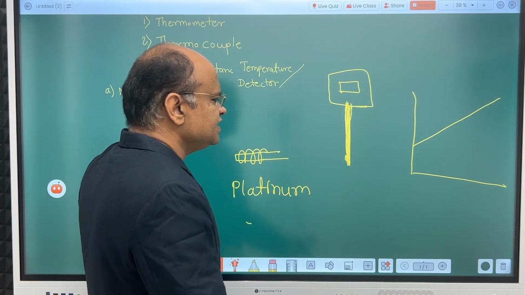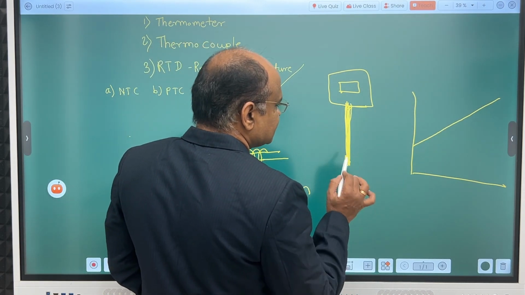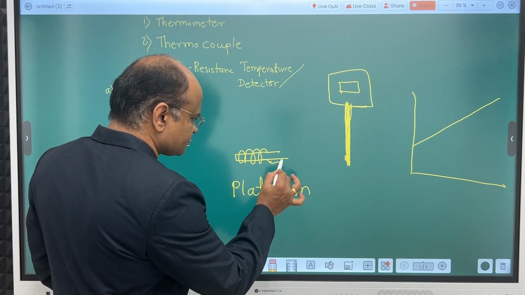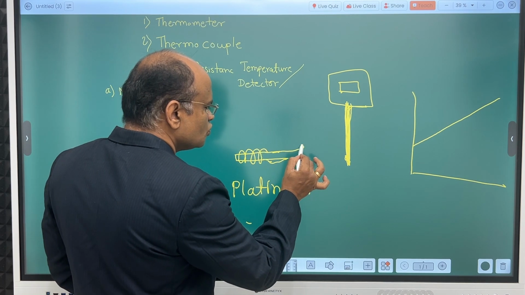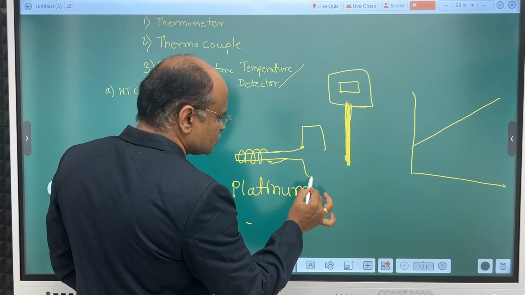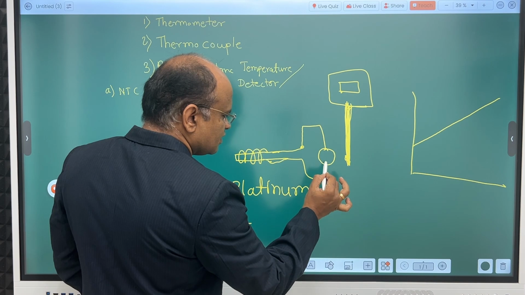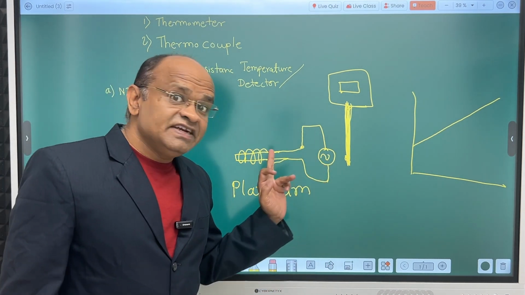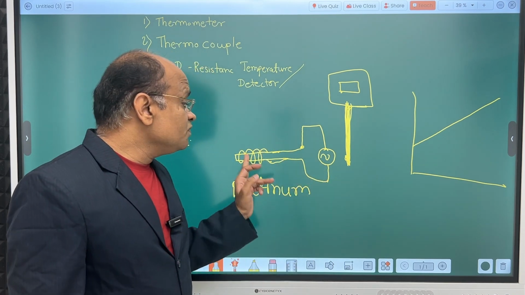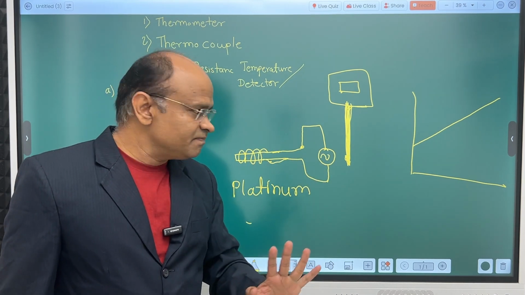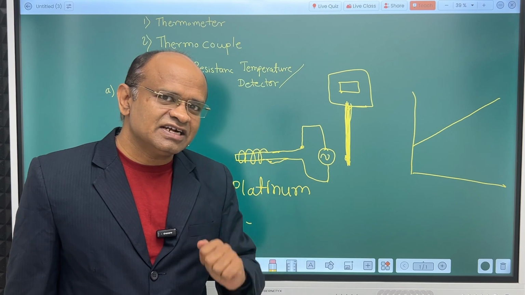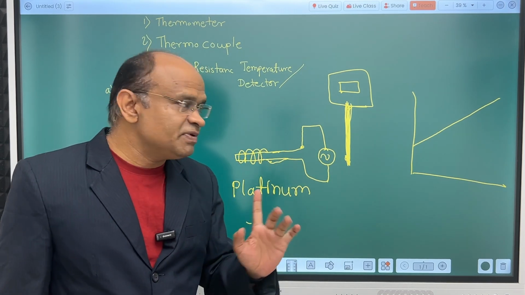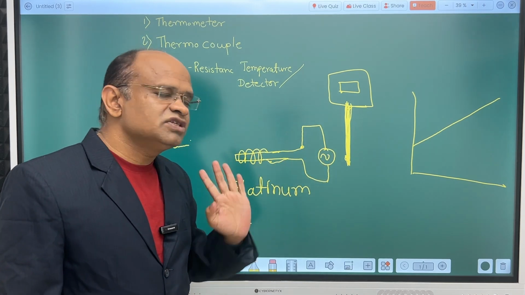I'll tell you. See, as the temperature increases, what is happening in this coil? In this coil, a definite or constant amount of current is flowing all the time. Whenever you switch on that sensor, the current will start flowing. Whenever you want the temperature, it will trigger the current through this coil.